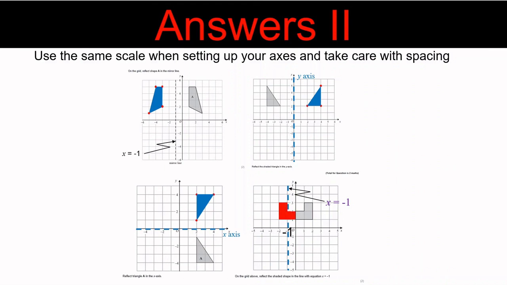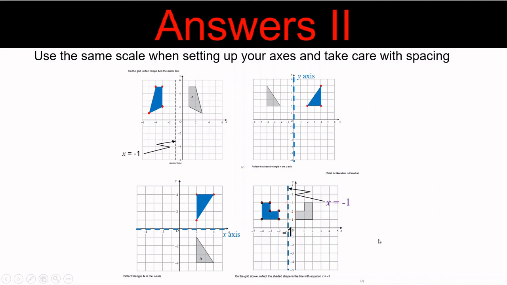I hope you didn't do that. What did I do wrong here? That's a reflection in the y-axis. I want to reflect in the line x equals -1. So count the distance of each of the coordinates of the original image to the mirror line. This point here is 1 square away from the mirror line, so we'll plot it 1 square away on the other side. This point here is 1 square away from the mirror line, so I'll plot it 1 square away on the other side. And I continue that way, and I join it up.